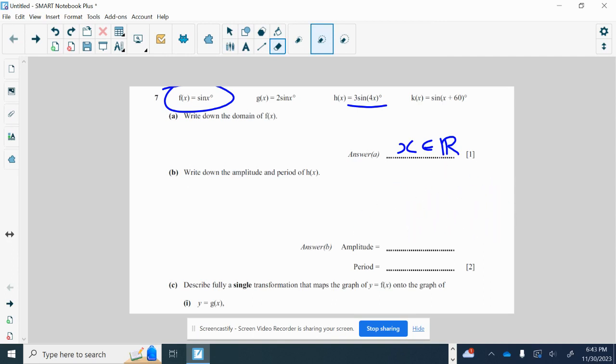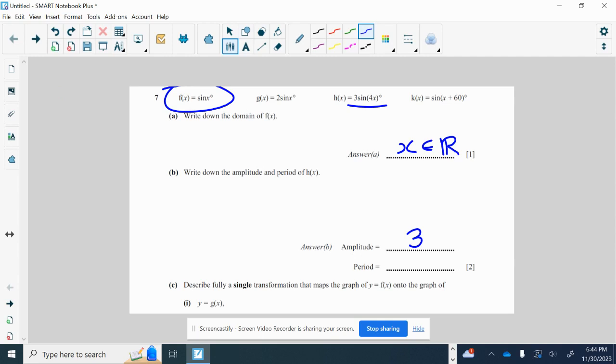So that gives you the amplitude. You just have to look at the coefficient here. And like I said, if it happens to be a negative number, which it can be sometimes, the amplitude would just be the positive equivalent, the modulus or absolute value. Right, what's the next one then?